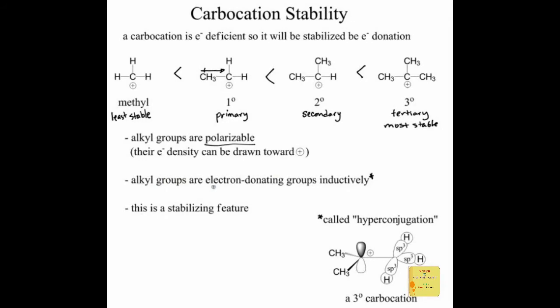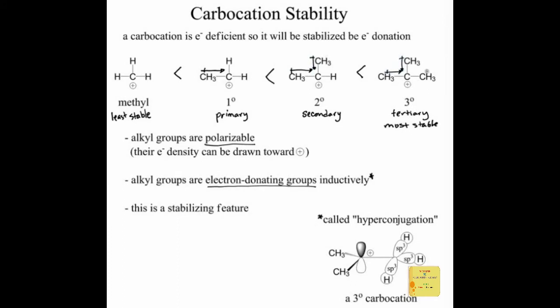We would describe it then as being electron donating groups. Alkyl groups are electron donating groups inductively. So we're just talking about the effects of this sigma bond and sharing the electrons to the electron deficient carbon. A primary carbocation has one carbon group that can do that. A secondary has two carbon groups that can do that. And a tertiary has three carbon groups that can do that.